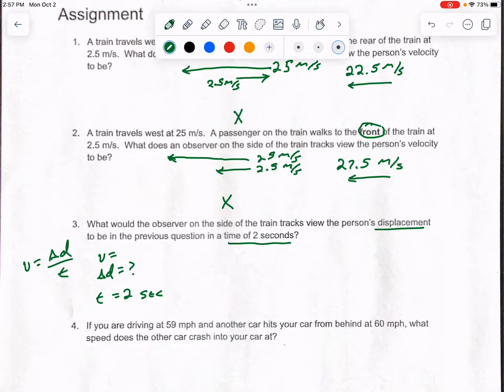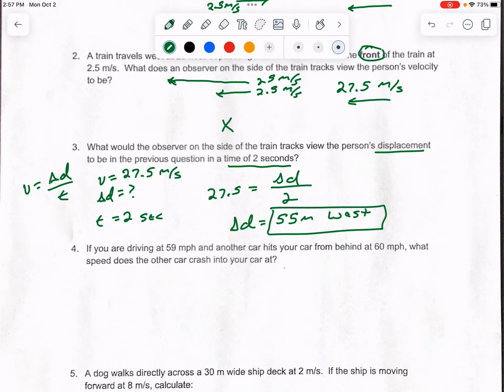So that 27.5 is our velocity, 27.5 meters per second. All we're going to do is plug in: 27.5 equals displacement over time, which is 2. So all I have to do is multiply both sides by 2, and you're going to get a total displacement of 55 meters to the west.